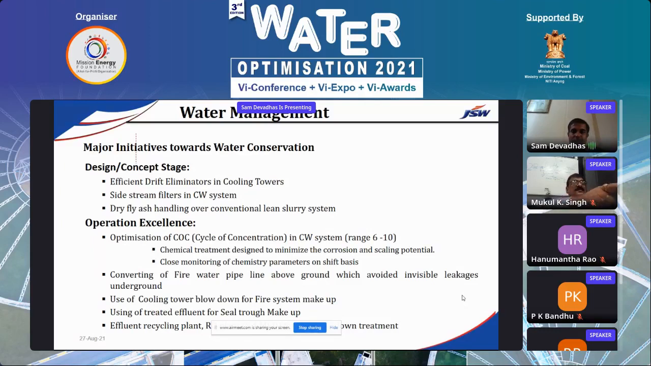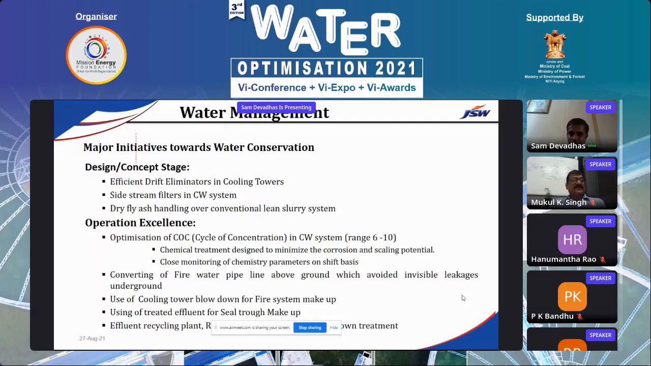And the side stream filters of the CW system, we have optimized the operation. Earlier, during backflushing, we used to consume water. We have done time optimization; earlier it was time-based. After that, we do the backflushing of the side stream filter based on the turbidity of the water.